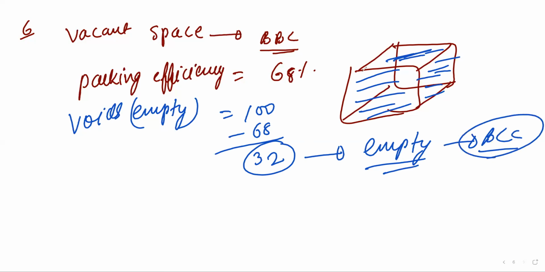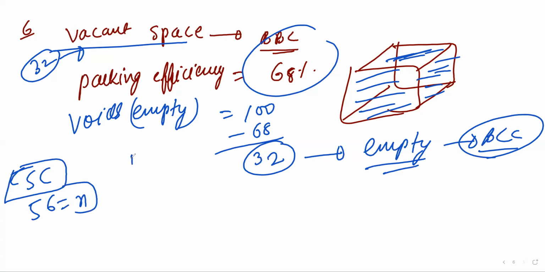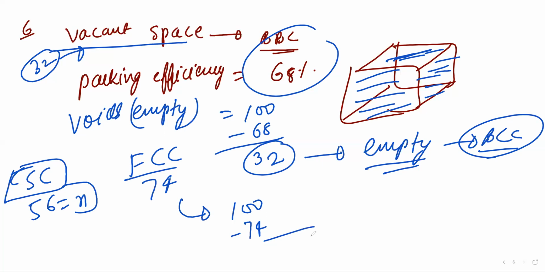So please remember this: 68% space is occupied, right? And vacant space is 32%. So it is a direct based question. And for others it will be different, right? Like simple cubic, it is 56% occupied, right? And for FCC it is 74% occupied. So unoccupied you can find directly, 100 minus 74. So how much will it be? It will be 26.